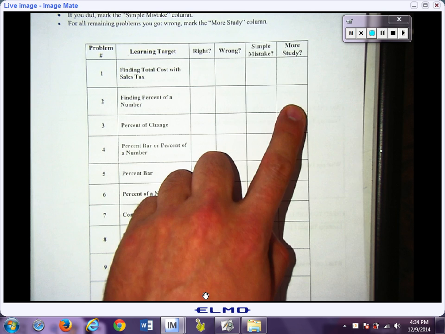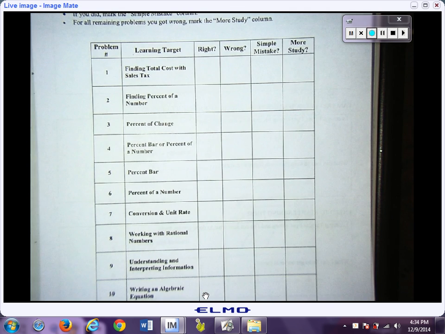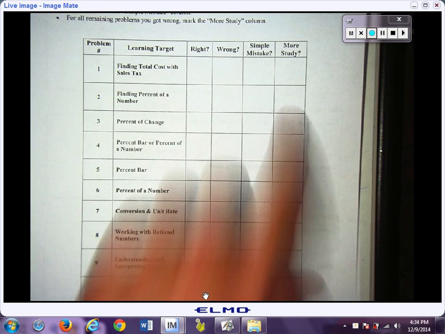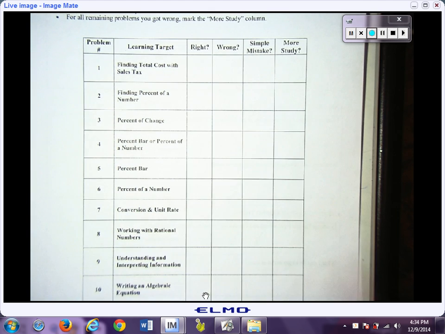A simple mistake would be like your decimal was wrong, you multiplied a little bit off, whatever it is, something that you knew what you were doing, but something in the calculation was just a little bit missed. If it was something where you were just miles away from the right answer, then you're probably going to want to check the box more study.